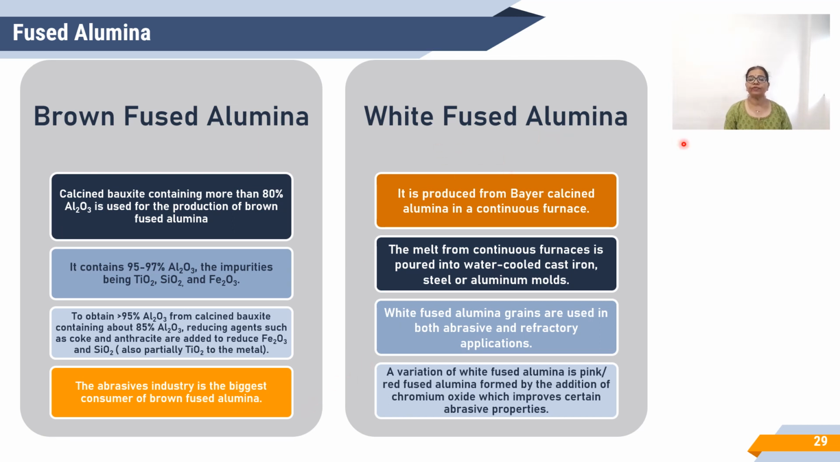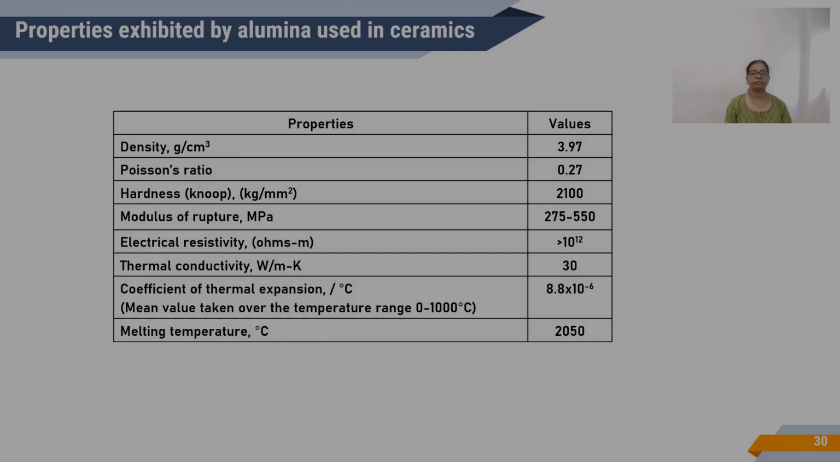Now coming to white fused alumina, it is produced from Bayer calcined alumina in a continuous furnace, and the melt from the furnace is poured into water cooled cast iron, steel or aluminium molds. The important applications are in abrasive and refractory applications. A variation of white fused alumina is pink and red fused alumina, which is formed by the addition of chromium oxide, which improves certain abrasive properties of this alumina.